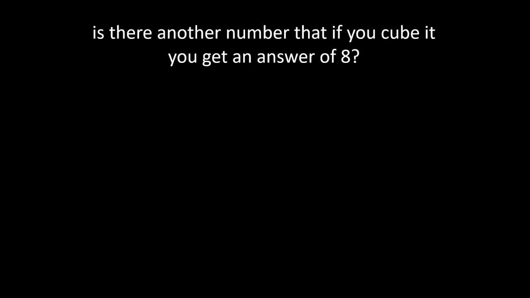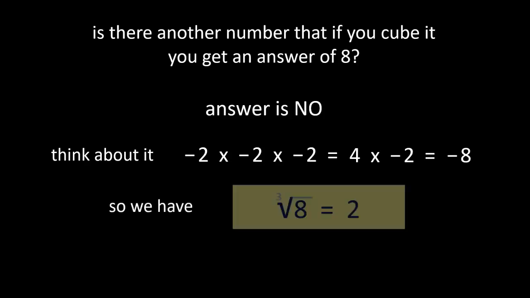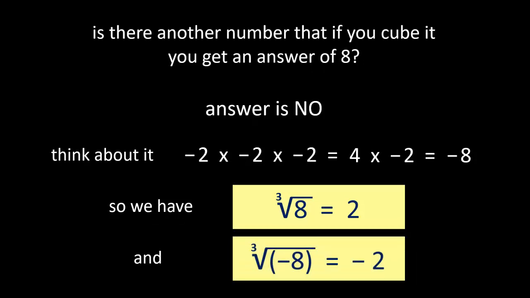Now is there another number that if you cube it you get an answer of 8? Because remember with the square roots we had all that plus or minus stuff. Now this time the answer is no. Think about it, if you've got minus 2 times minus 2 times minus 2, well minus 2 times minus 2 is plus 4, times minus 2 is minus 8. So it doesn't give an answer of 8. So actually we've just got one number for a cube root, and the cube root of 8 is 2. We've also got the cube root of minus 8 is minus 2. Okay, so it's slightly different from square roots.